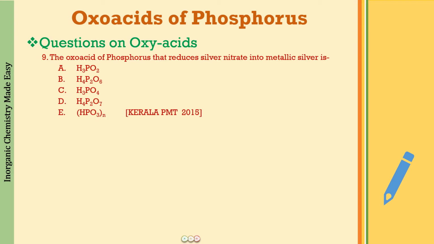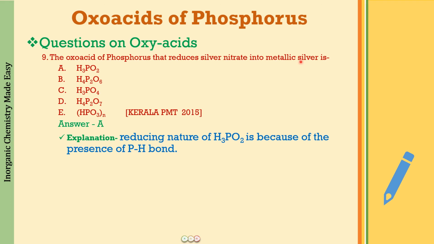As an answer to this question, the correct answer is going to be A choice. It is hypophosphorus acid, which is going to reduce silver nitrate into metallic silver. Why is it able to do so? This is because of the reducing nature of H3PO2 because of the presence of the PH bond. In the rest of these oxoacids, there is no PH bond. Therefore, these are not going to be correct. There is only one oxoacid in these five choices which has a PH bond, and therefore H3PO2 is going to reduce silver nitrate to metallic silver.